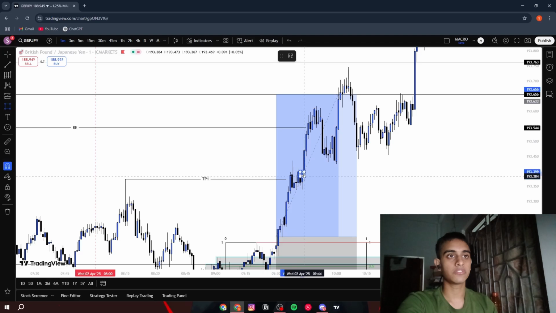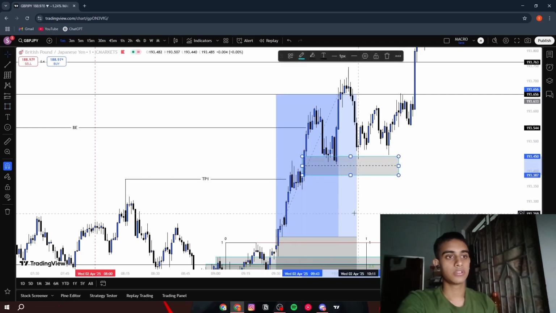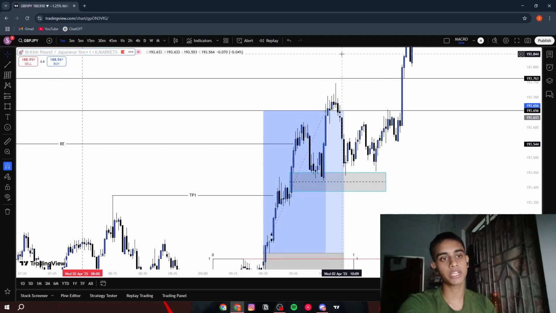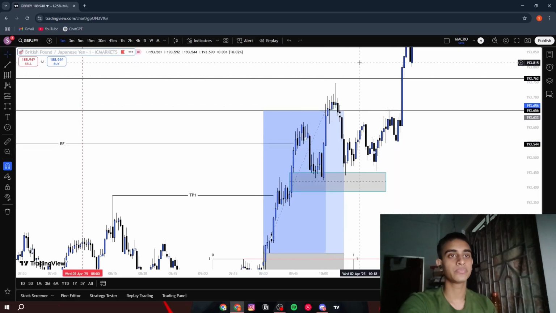This 1 minute fair value gap right here. You can see that price didn't really retrace to this price point right here. It just went upward. So it kind of retraces back into this fair value gap to go towards the upside and take out all of this.